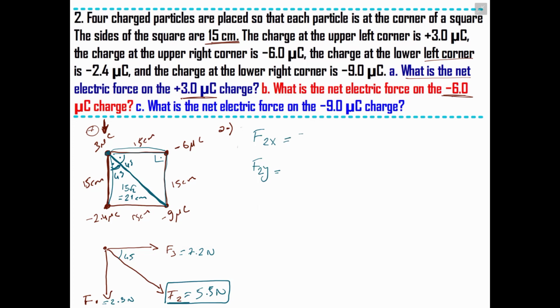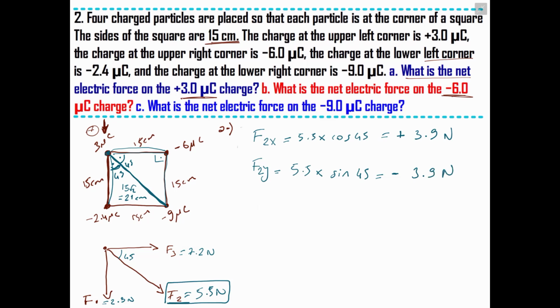F2x means 5.5 times cosine 45. F2y is 5.5 times sine 45. F2x is in the positive x direction, so the result will be positive. F2y is in the negative y direction, so the result should be negative. F2x is 3.9 Newton. F2y is again 3.9.